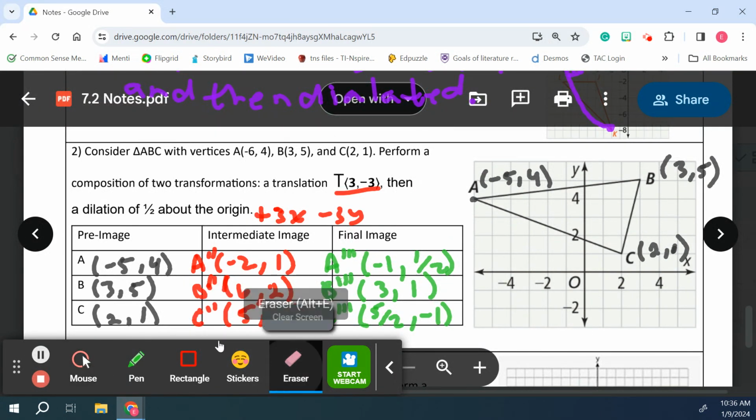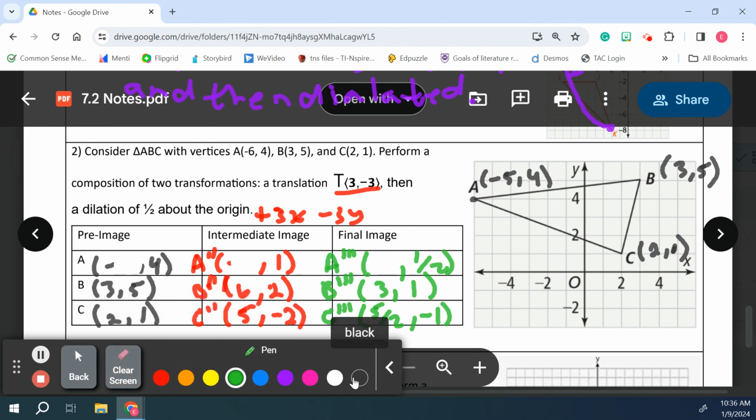Hey guys, someone brought it to my attention that A is actually (-6, 4). Oops. So this should be -6. A should be, so this should be -3 instead, and this should be -3/2. Everything else looks good though.